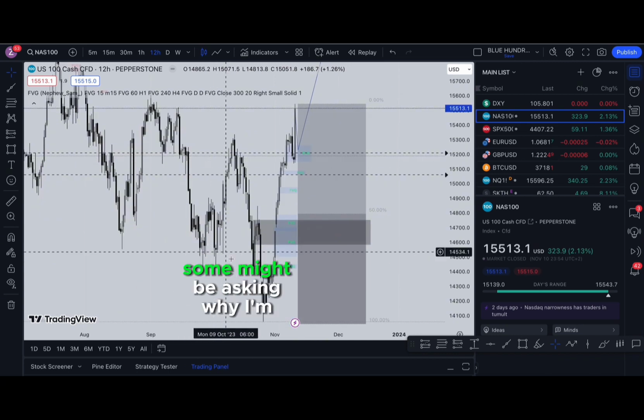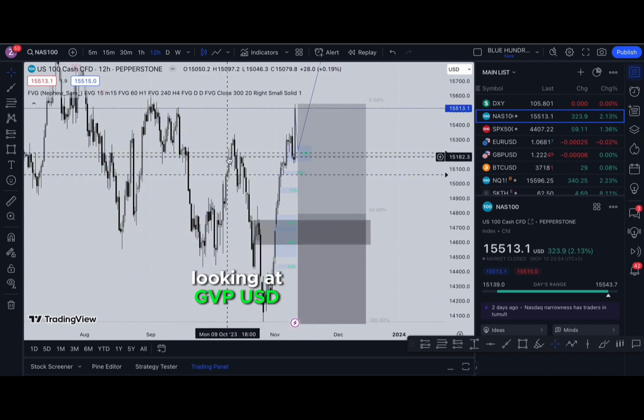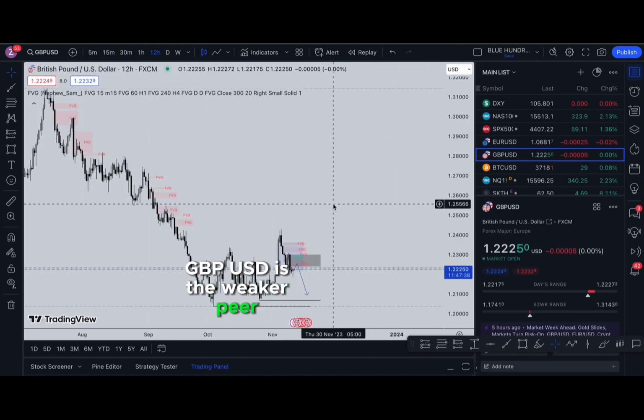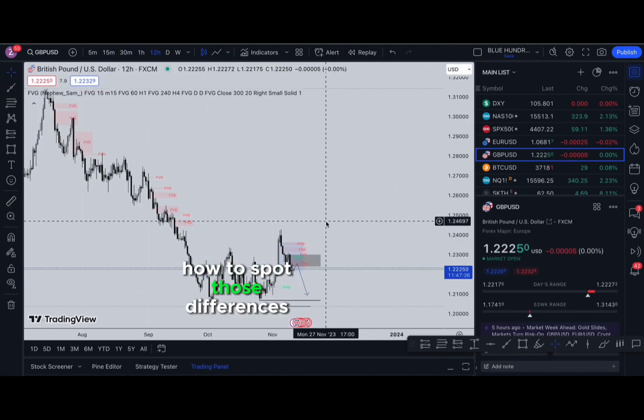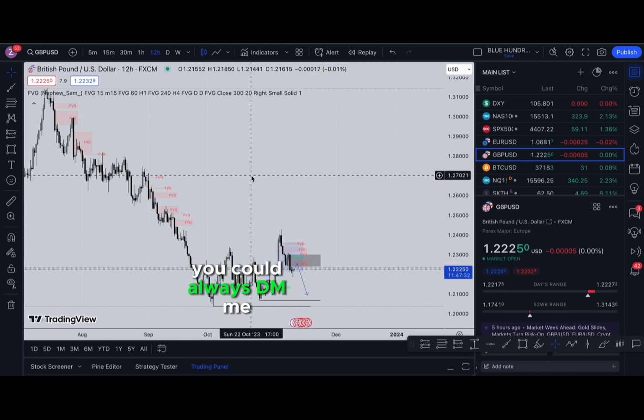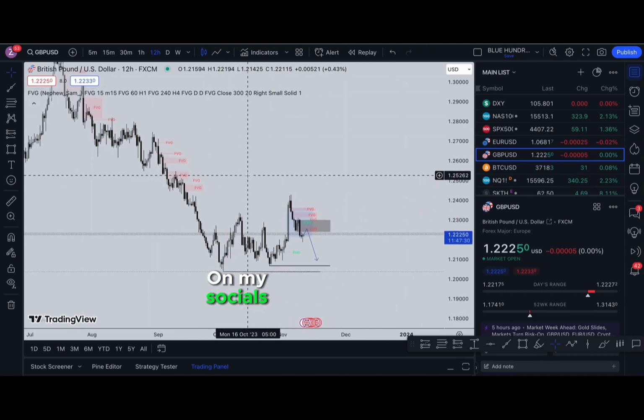One quick note, some might be asking why I'm looking at GBPUSD versus Euro. GBPUSD is the weaker pair. I do talk about how to spot those differences in my mentorship program. But if you do have questions, you could always DM me on my socials.